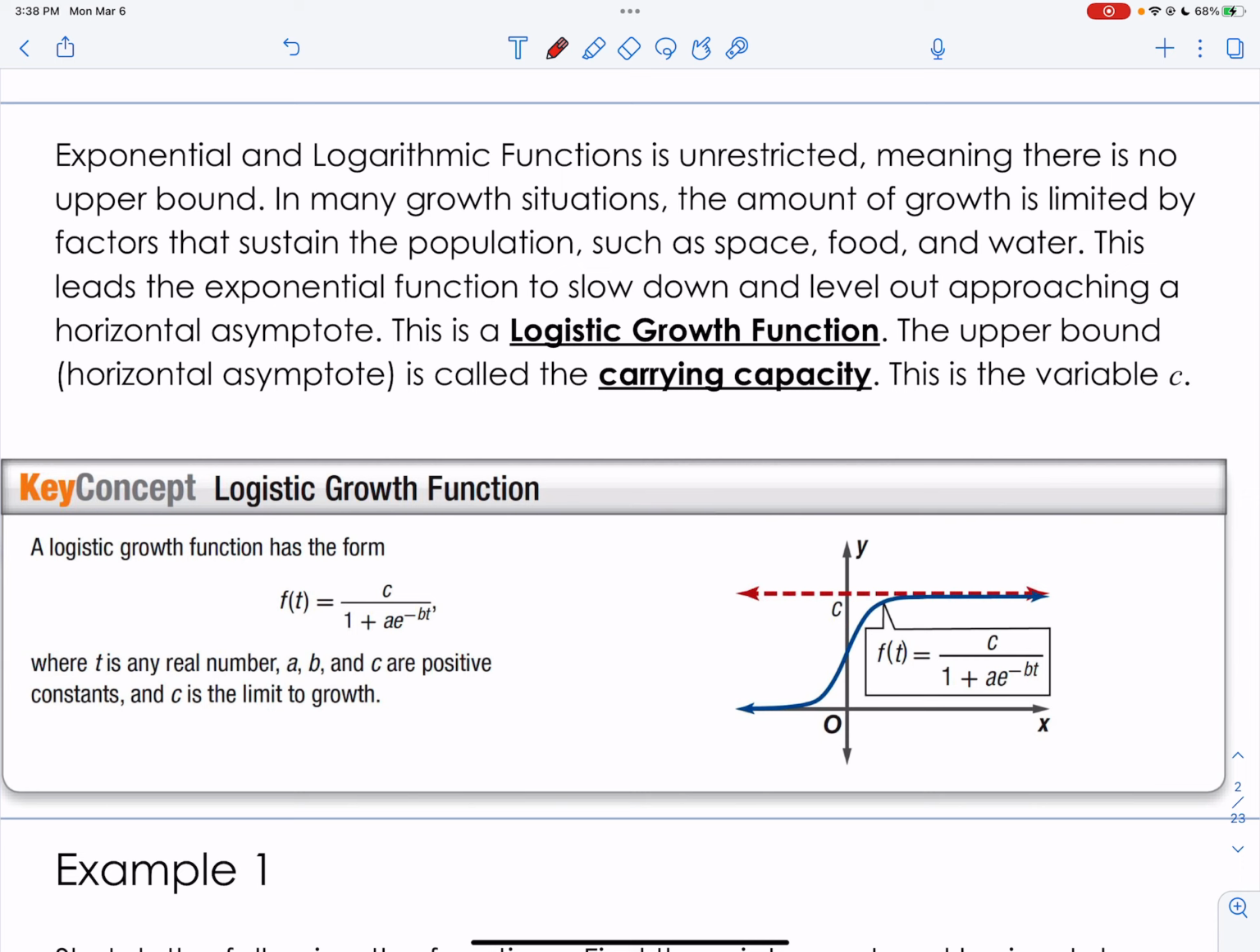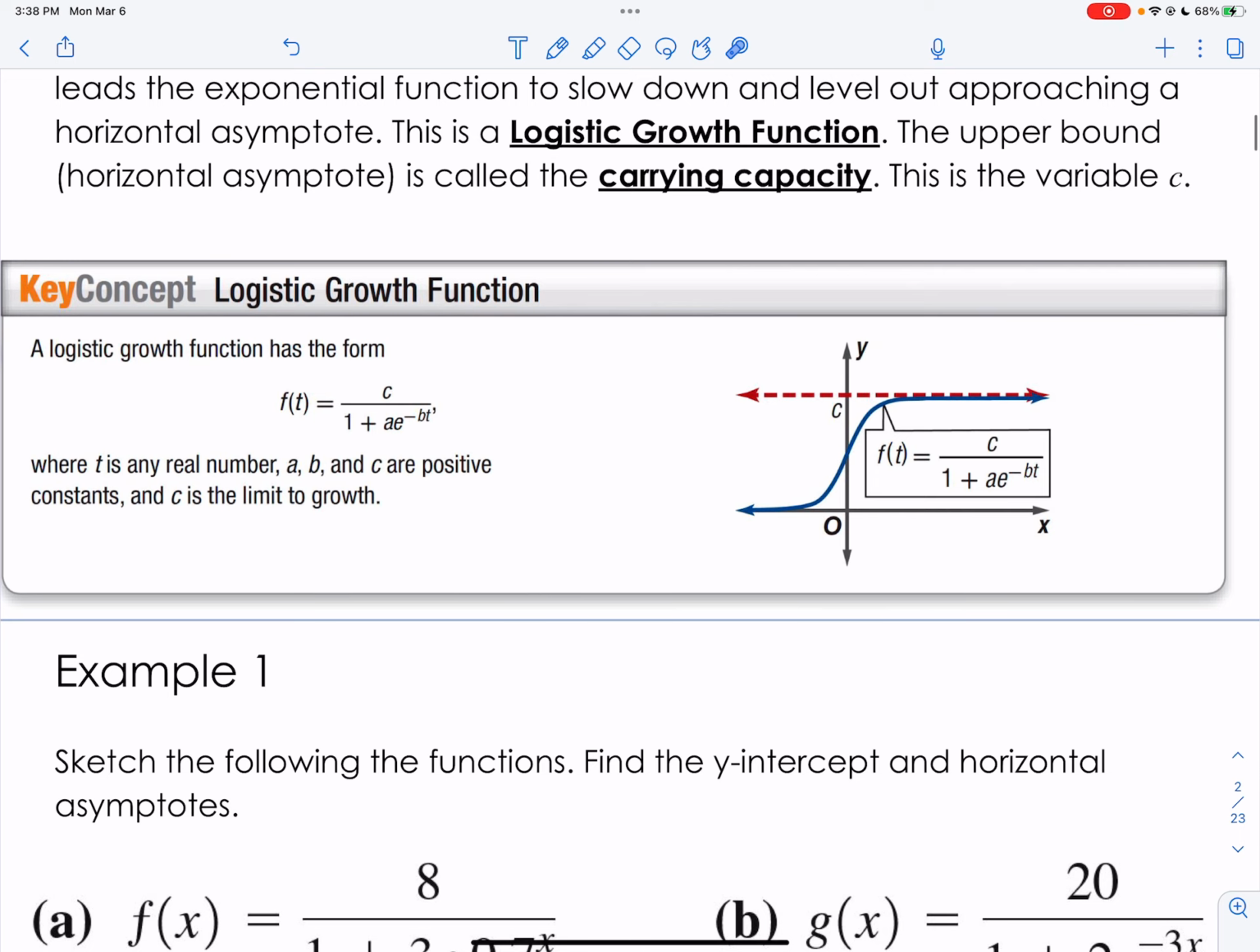So that's why Panther Creek is a very good example of a logistic growth function where we are a little bit capped. In this case, the C value, or the carrying capacity, is that limit before it goes overboard. Our logistic growth function is in the form of C over 1 plus A e to the negative BT, where C is my carrying capacity or limit to growth. So you'll hear either one. Make sure that we know this right here.